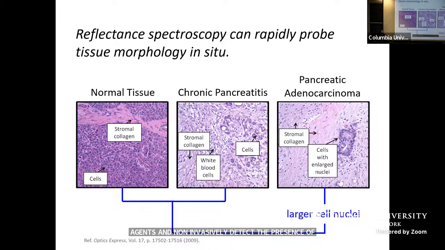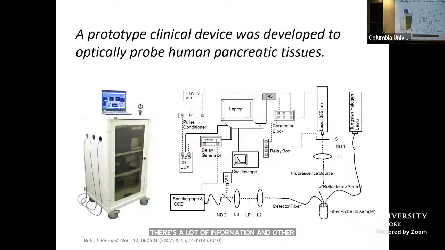And there was a lot of research in other tissues, not the pancreas, because it's very difficult to reach that organ, but there was lots of diagnostic information in other kinds of tissues to suggest that this might be an approach. So what we did was we built a research tool.